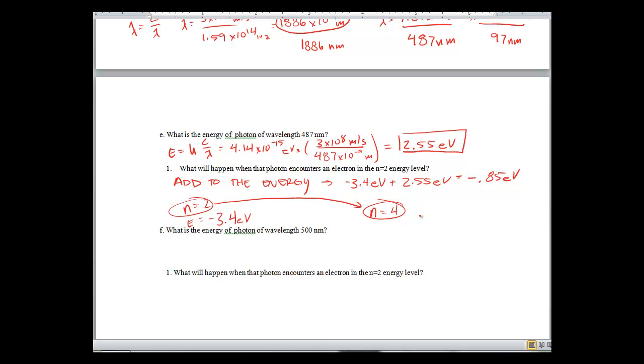There you go. What is the energy of a photon with wavelength 500 nanometers? Same thing we did in part E. You had hc over lambda. So 4.14 times 10 to the negative 15th electron volt seconds times 3 times 10 to the 8th meters per second divided by 500 times 10 to the negative 9th meters. That gives me an energy of 2.48 electron volts.